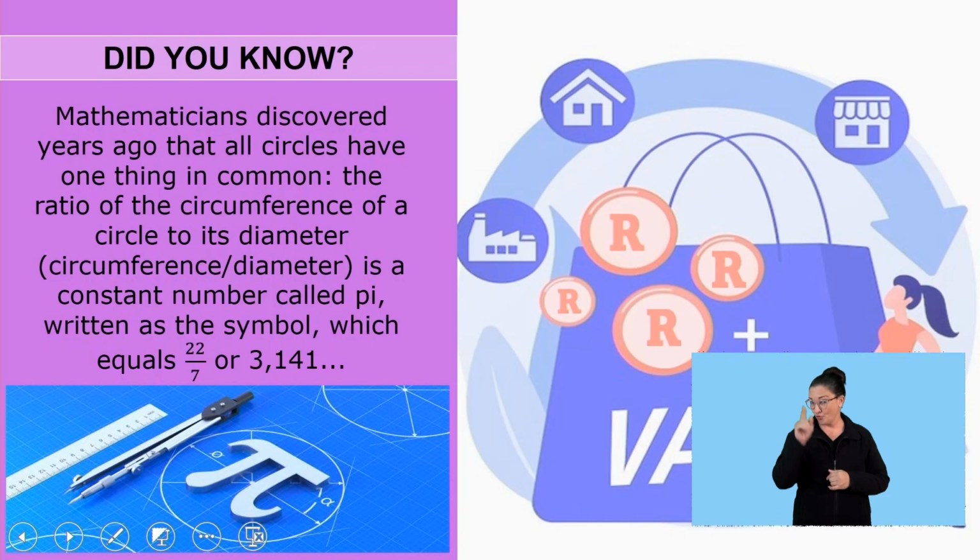In today's lesson, we'll focus on perimeter and circumference. Now, as per the usual, let me quickly share something very interesting with you. Did you know that mathematicians discovered years ago that all circles have one thing in common? The ratio of the circumference of a circle to its diameter is a constant number called pi, written as the symbol we can see here at the bottom, which equals 22/7 or 3,141 and a whole lot of other numbers. So that is quite interesting.